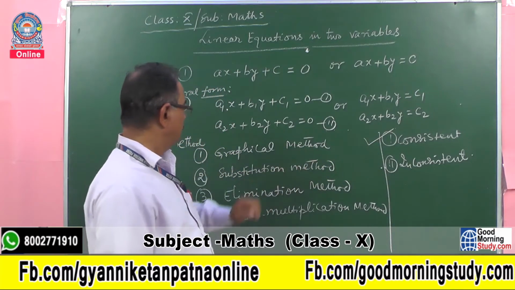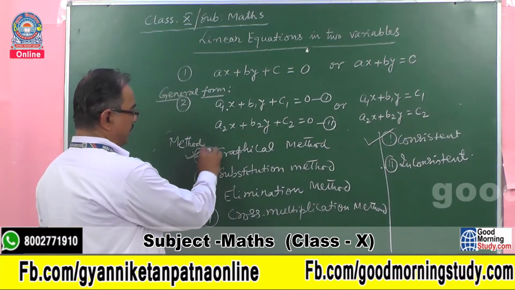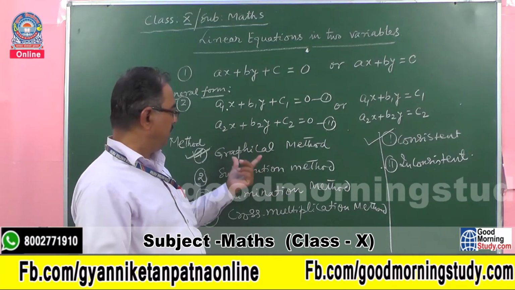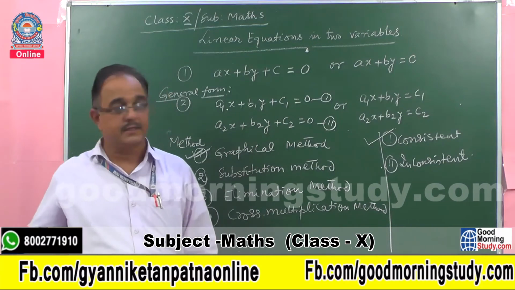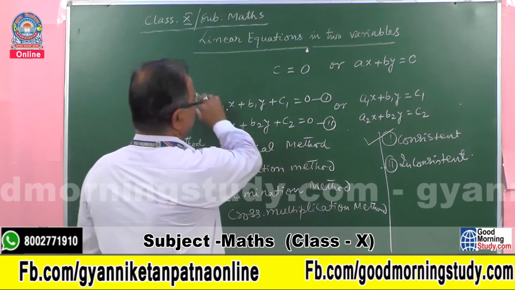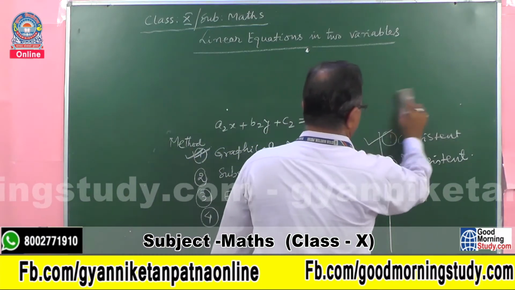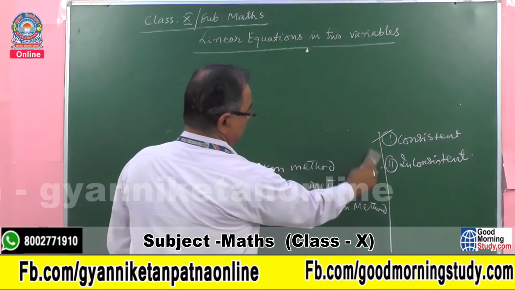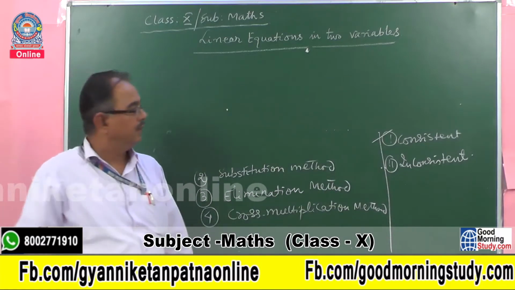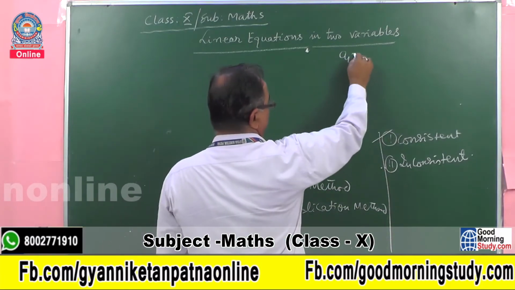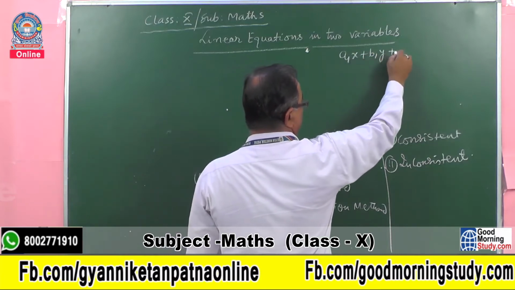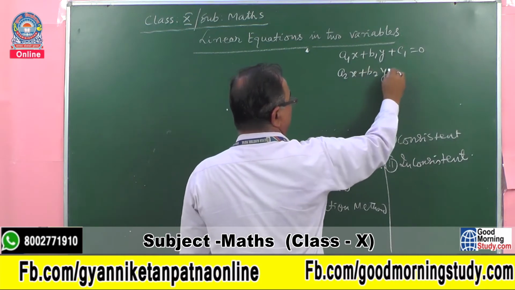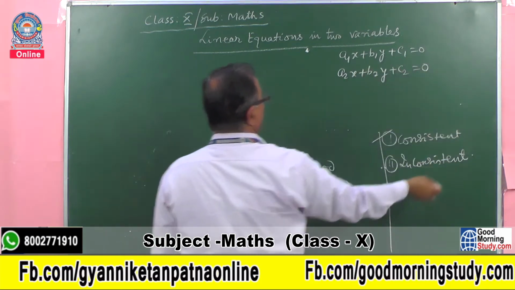Now I would like to solve one question with the graphical method. How can you find the value of x and y using the graph? Let us see. If you draw the graph of these equations, a1x plus b1y plus c1 is equal to 0, a2x plus b2y plus c2 is equal to 0.